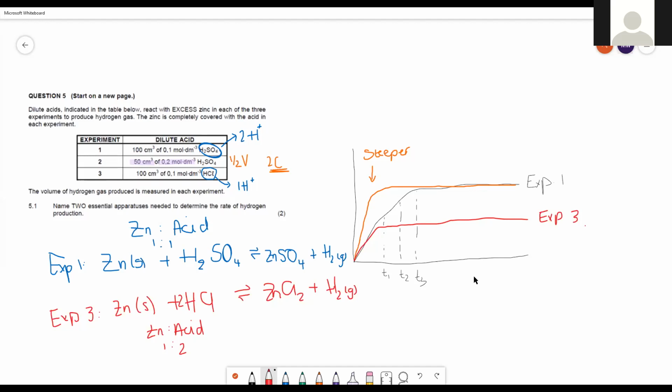So when they ask you a question like that, you always have to go look at your ratio between your metal and your acid, what the ratio is, and then that will tell you how your curve will change. Because it's half the reaction basically occurring, your curve is halved. So I hope that makes sense to everyone.